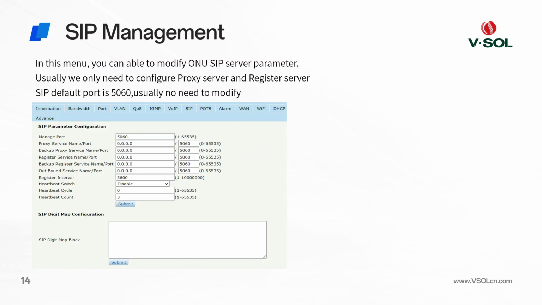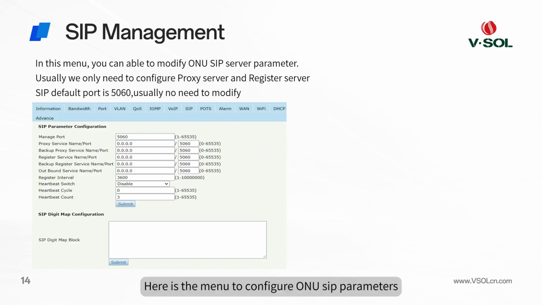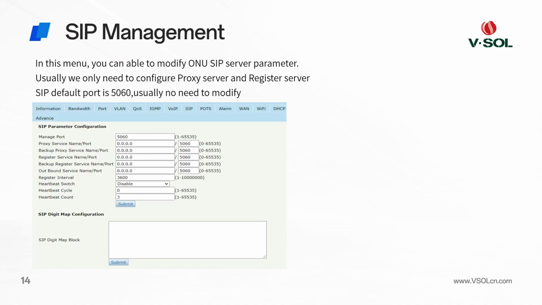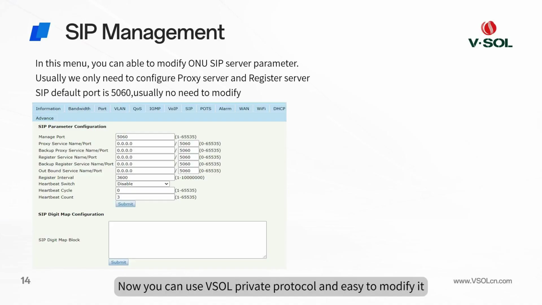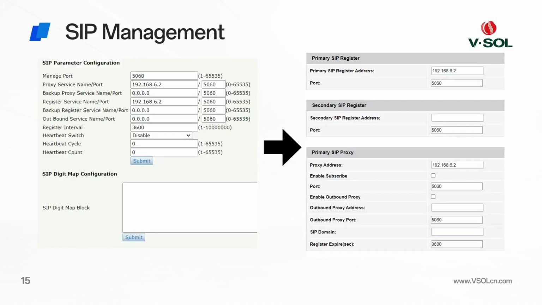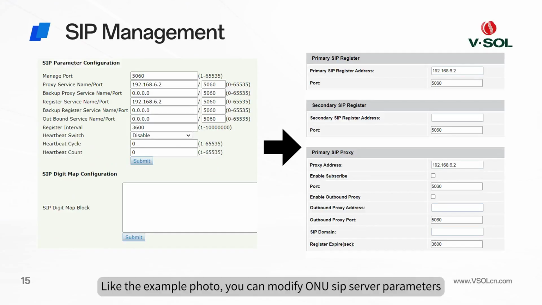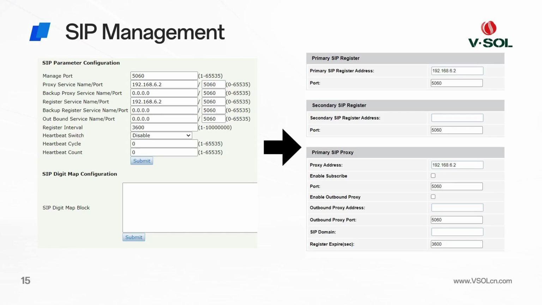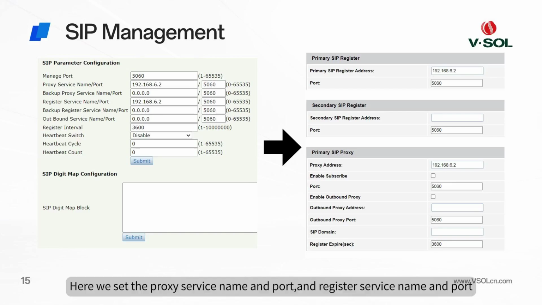Here is the menu to configure ONU SIP parameters. Usually we need to set it by the ONU web. Now you can use the VSOL private protocol and easily modify it. Like the example photo, you can modify the ONU SIP server parameters. Here we set the proxy service name and port and the register service name and port. After submitting the configuration, the ONU will have the same configuration.